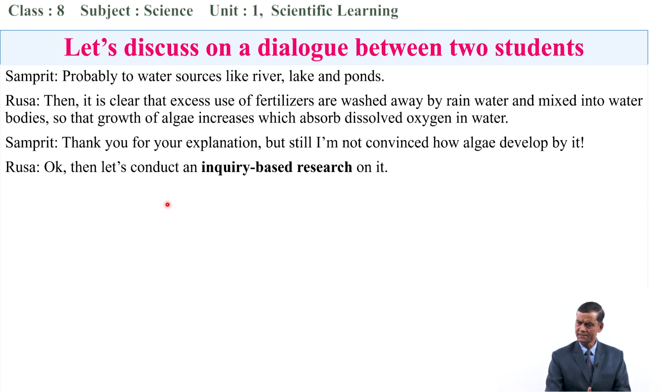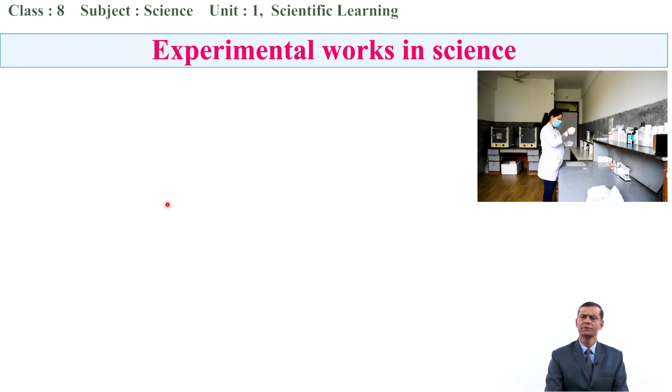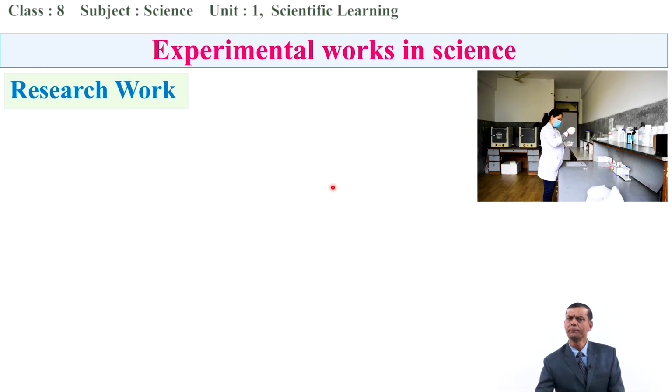And dear students, after this we are going to discuss research work. In experimental work in science, research work is one of the important experimental works. What do you see in the picture? Yes, probably it is the science lab. In the science lab also we can do research. In the field also we can do research. In the library we can study deeply and we can draw conclusions on any issue. That is research work.